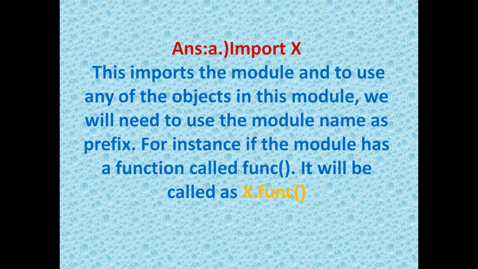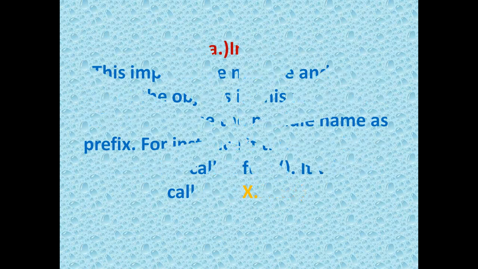And if you want to use them, then you have to use this object before the function name. So this imports the module, and to use any of the objects in this module that belong to the X file, we will need to use the module name as a prefix. For instance, if the module has a function called function C, then it will be called as X dot function C.